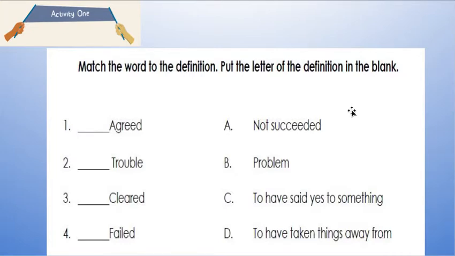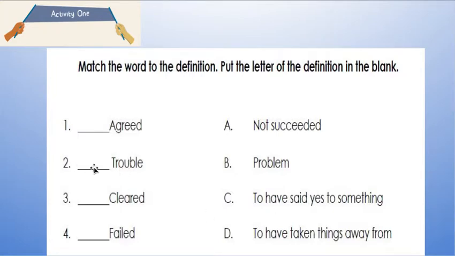Now let's do this activity together. The activity asks you, match the word to the definition, put the letter of the definition in the blank. So let's look here. Agreed. Agreed means not succeeded, problem, to have said yes to something or to have taken things away. Mashallah, excellent, it is C, to have said yes to something. When you agree to something, it means you're saying yes to it.